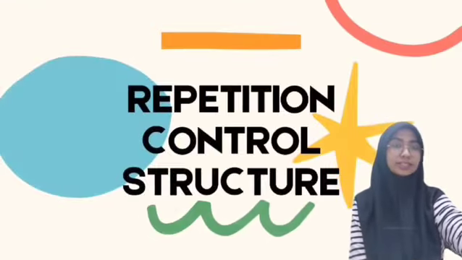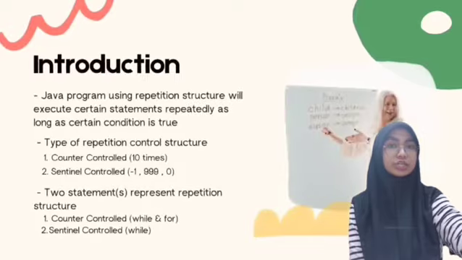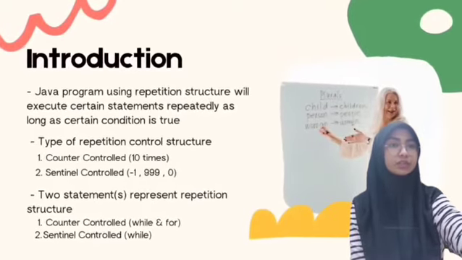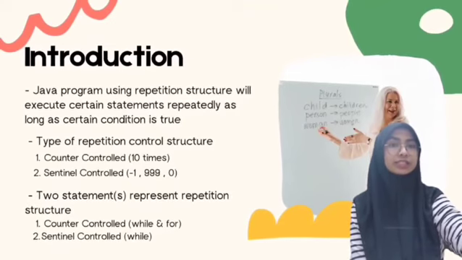Now, it is my turn to talk about repetition control structure. Let me begin. Repetition control structure is a Java program using repetition structure that will execute certain statements repeatedly as long as certain condition is true.